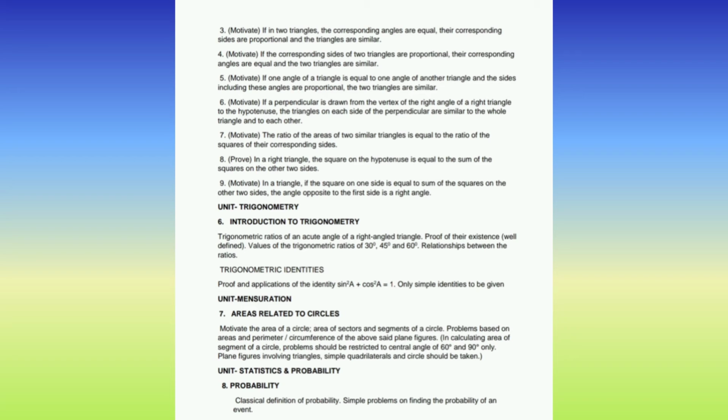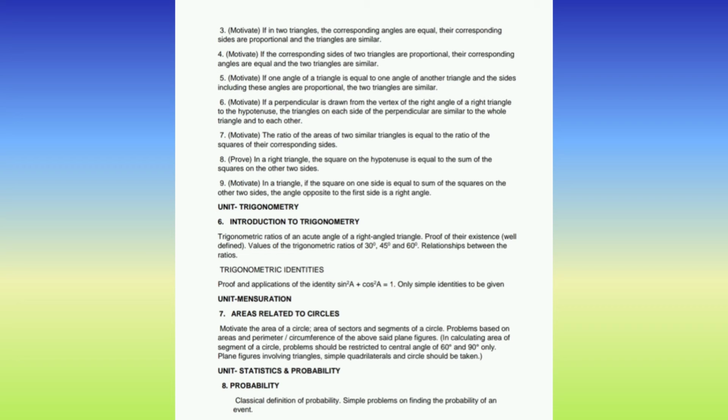In a triangle, if the square of one side is equal to the sum of the squares of the other two sides, then the angle opposite to the first side is a right angle. That is the Pythagoras theorem. What is the Pythagoras theorem? In a triangle, if the square on one side is equal to the sum of the squares of the other two sides, then the angle opposite to the first side is a right angle. Questions will come from this Pythagoras theorem topic.